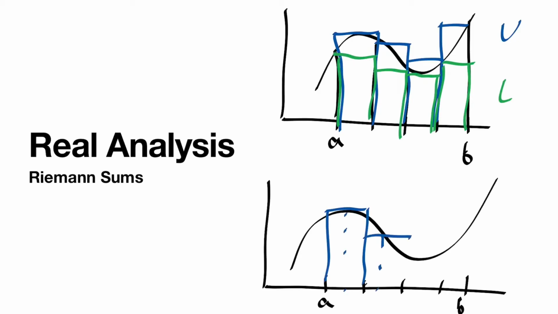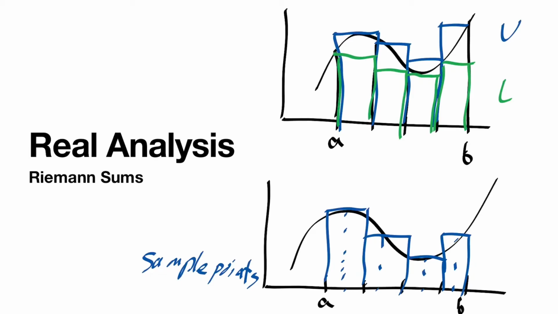We might have chosen the midpoints every time, and that was called the midpoint rule. Or you might have chosen the left endpoints, and that was a left-hand sum, or the right endpoints, and that was a right-hand sum. But what's important is we took sample points, gave those sample points names, and then summed it up with the sample points.